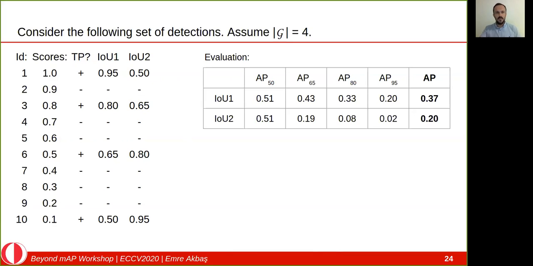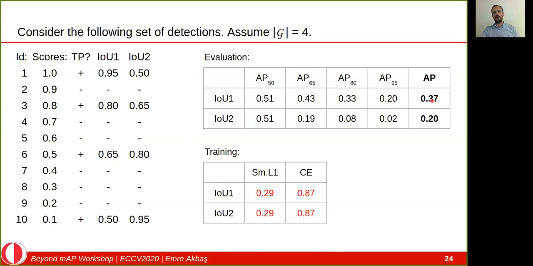Which makes sense because in the first example, the localization quality is better. I mean, the higher confidence detections have better localization. So this makes sense. Let's look at the same configuration during training.